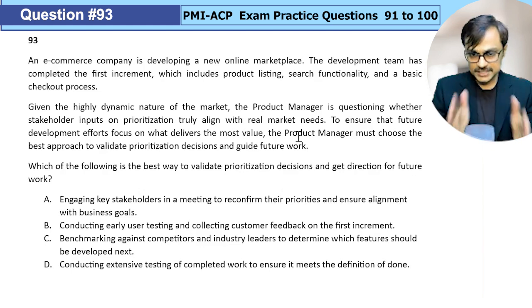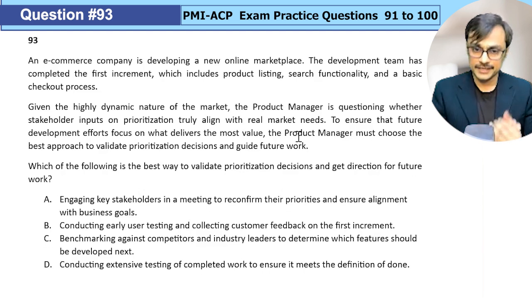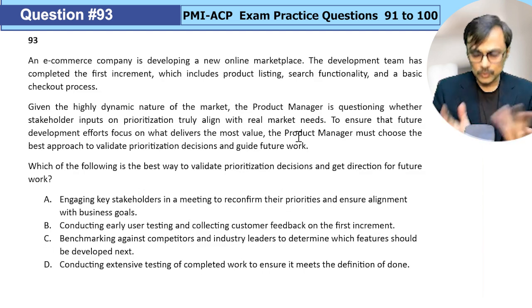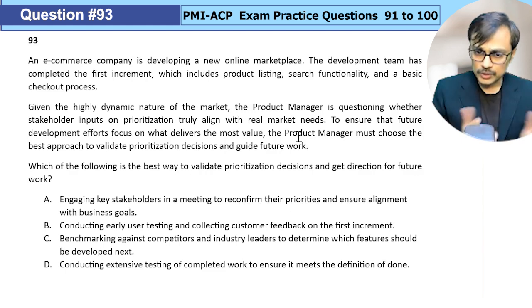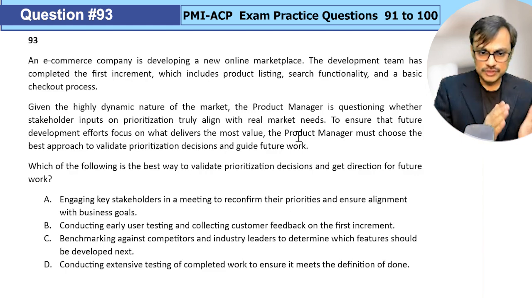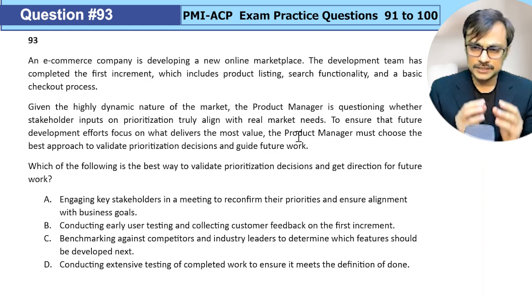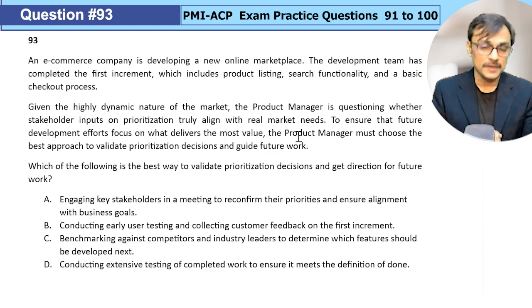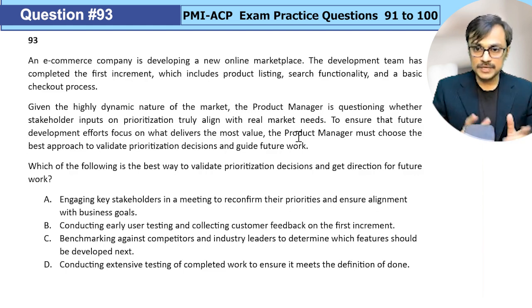So what seems to be given in the question is that you have one increment ready, which has some amount of content, search, listing, and a few other things. Now, as a product owner, the product manager is worried about whether we are doing it right. And as of now, the question indicates the product manager might be interacting with the stakeholders while doing this. So which of the following is the best way to validate prioritization decisions and get the direction? That's the important question: how do I validate my prioritization? That's the last part. So I need to see a feedback tool which helps me in prioritizing my product backlog, right? Let's see the options.